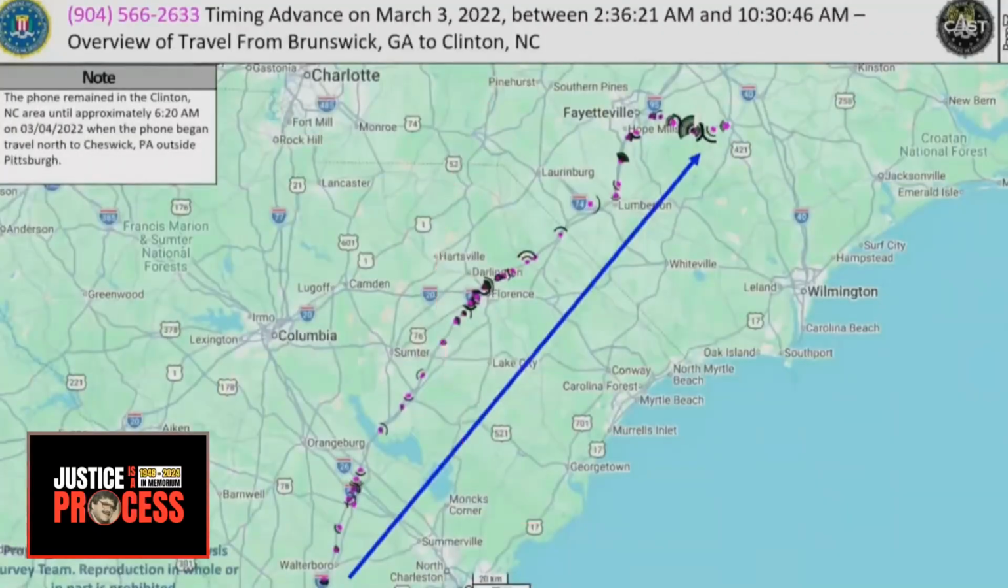Slide 53, this is March 2nd between 2:36 a.m. and 10:30 a.m. Can you describe both with your note and the data what this slide indicates to you? Yes, the target cell phone moved from the area near the Walterboro sign along Interstate 95 here north past Florence towards the Clinton, North Carolina area between 2:36 and 10:30 a.m. The phone remained in the Clinton, North Carolina area until approximately 6:20 a.m. on March 4th, 2022, and the phone began to travel north towards Cheswick, Pennsylvania, outside Pittsburgh.